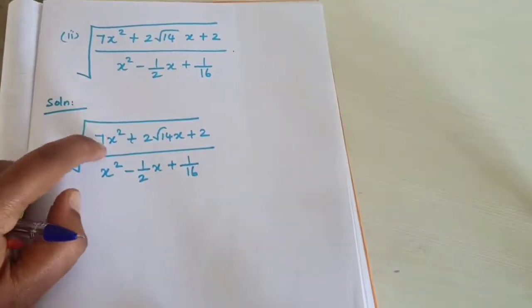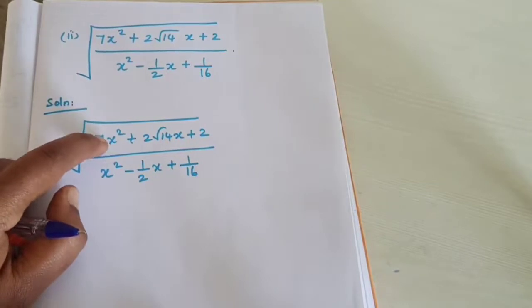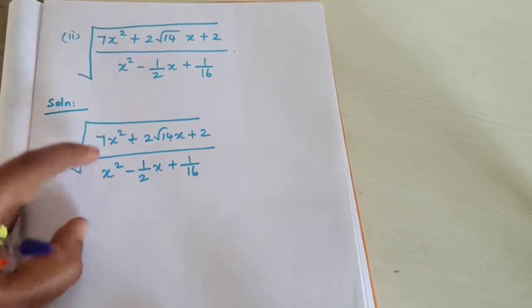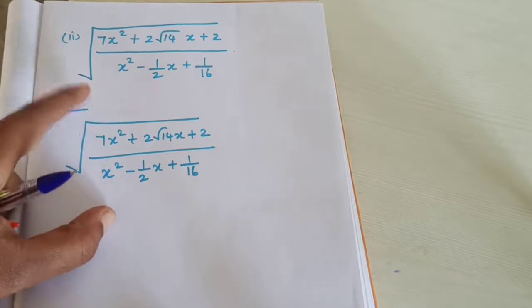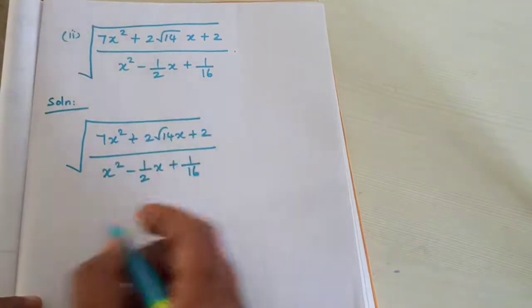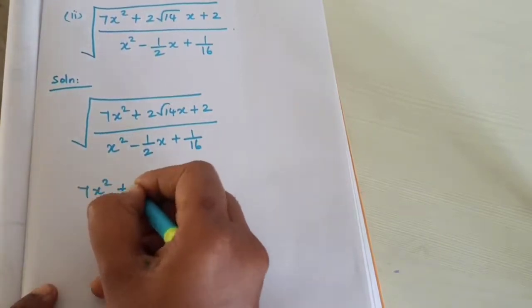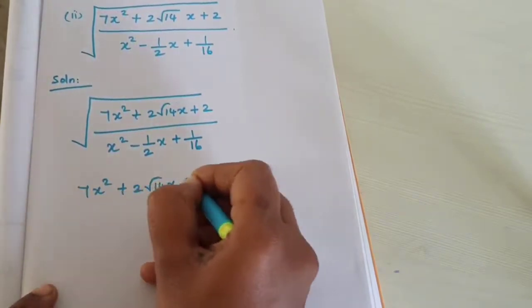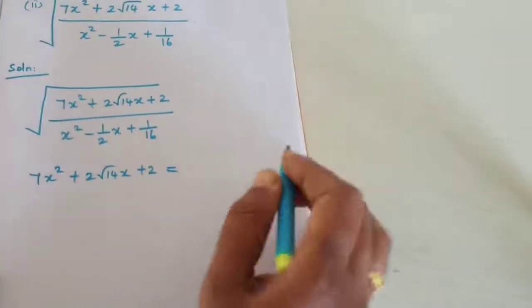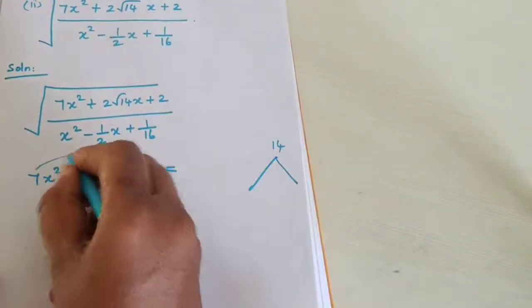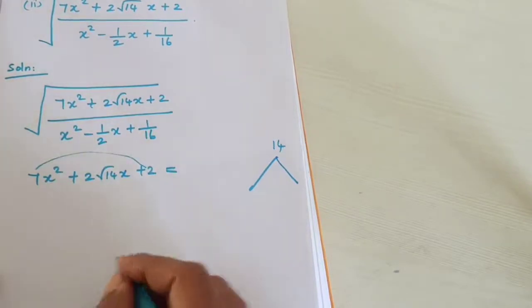See here, the numerator is one quadratic polynomial, and the denominator is also one quadratic polynomial. We can factorize each and then find the square root. Here, shall we find separately? So 7x square plus 2 root 14x plus 2. What is the multiplication factor? 14, because 7 into 2. What is the addition factor?